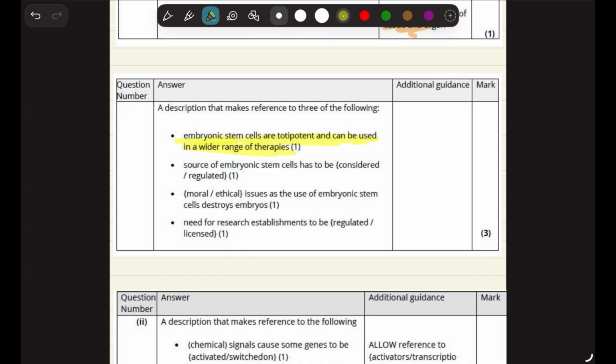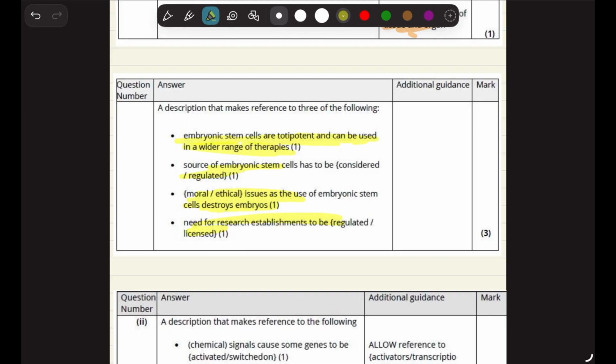In terms of what society needs to do, we can't just have people just yanking off embryos. That sounds a bit insensitive, sorry about that. But yeah, we need to regulate how we're getting these cells. So regulation is really important. Then we need to talk about the moral and ethical issues. A lot of people have problems with using embryonic stem cells. So in terms of licensing, really important. Licensing regulation is needed.